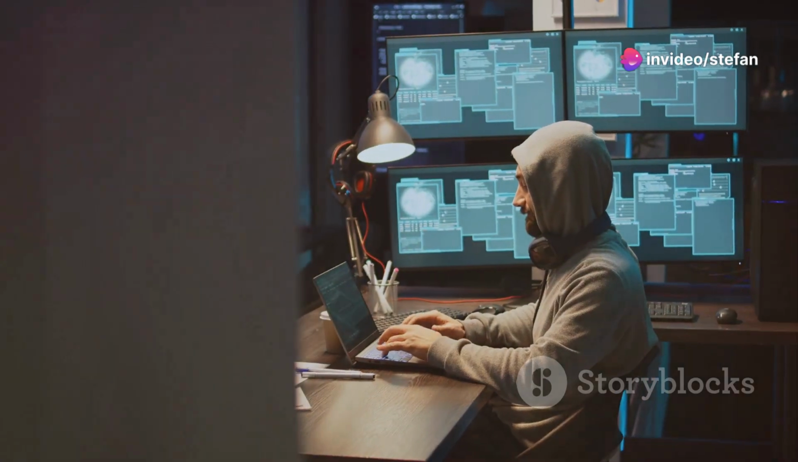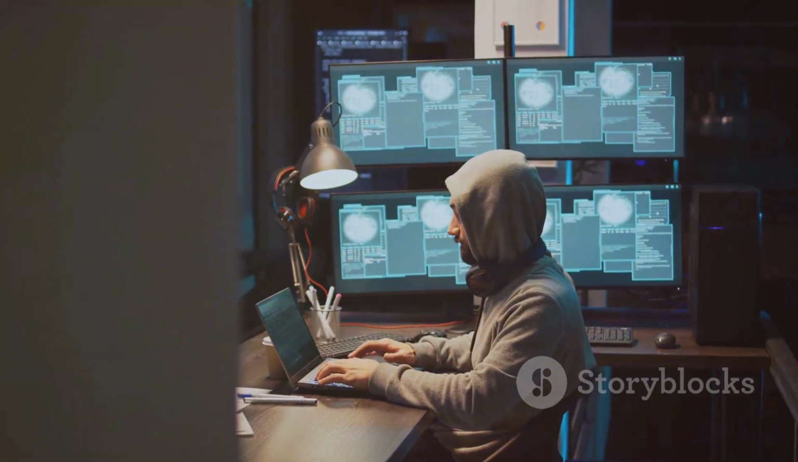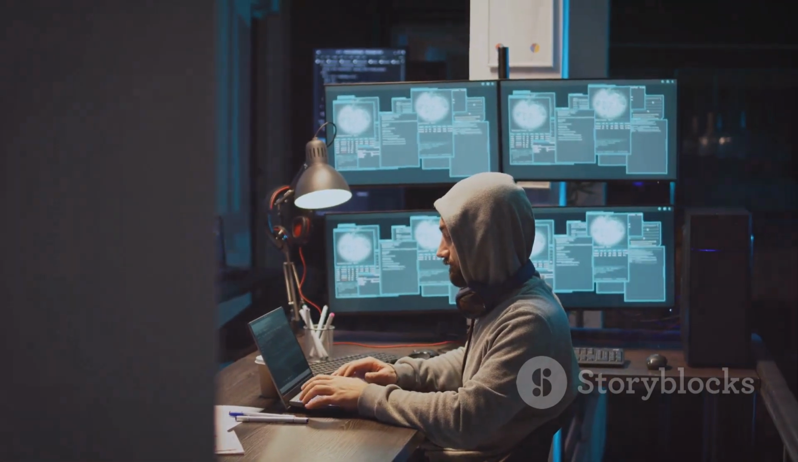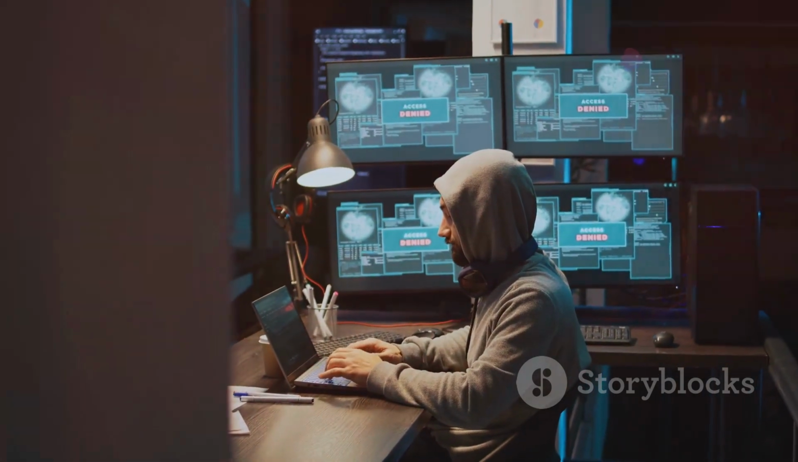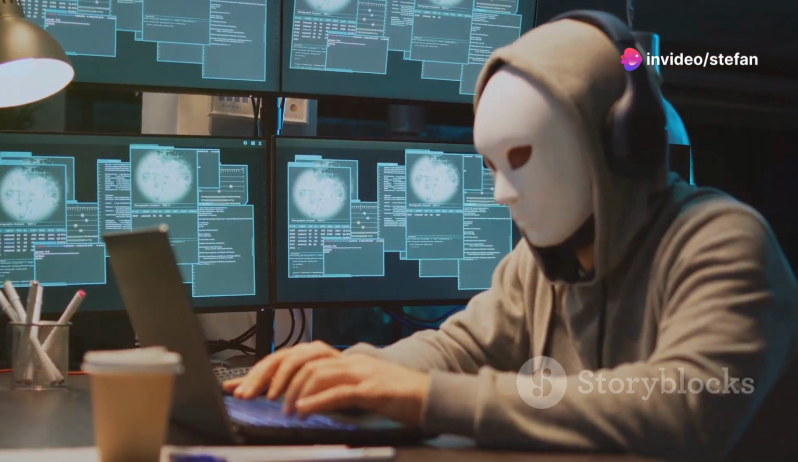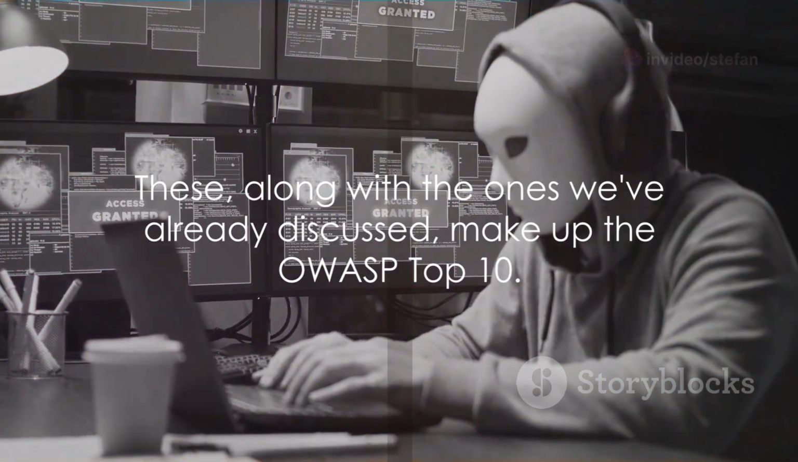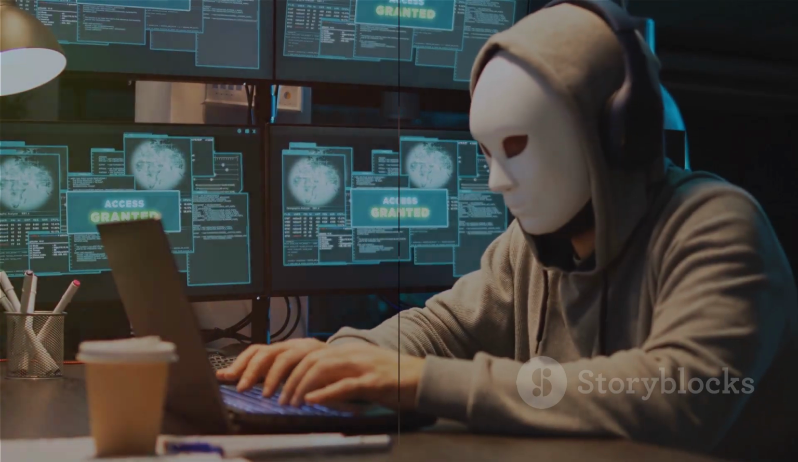Finally, we have insufficient logging and monitoring. Without adequate logging and monitoring, attackers could maintain their presence in a system for an extended period, causing more damage. It's akin to a thief living in your attic, going unnoticed because you never check it. These, along with the ones we've already discussed, make up the OWASP Top 10.